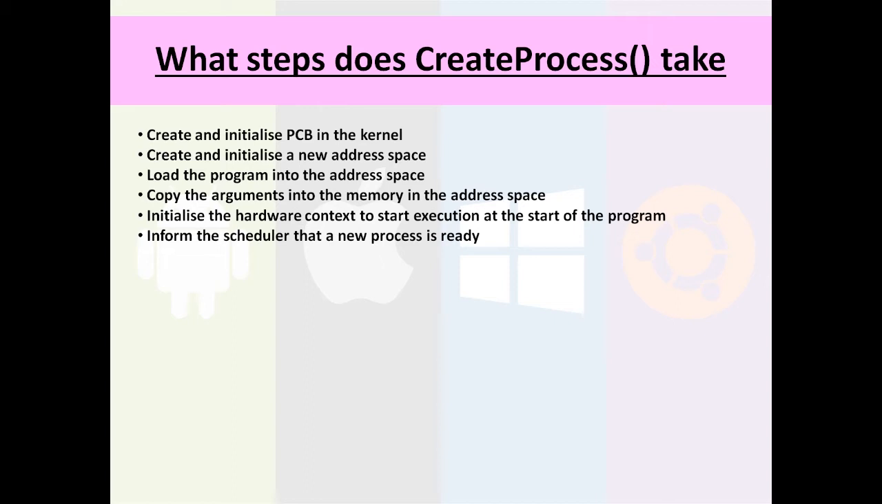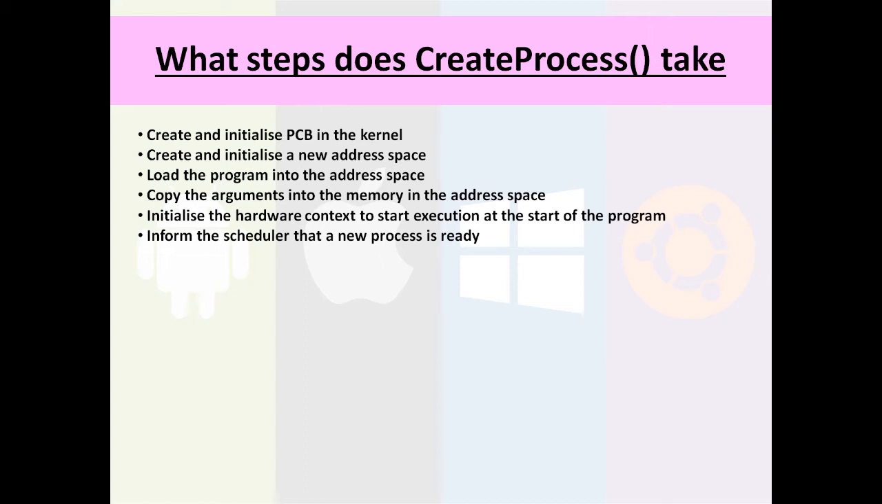So what do we mean here by hardware context to start execution? It's updating the program counter to point to the start of the program. Why? Because the program counter stores the instruction that is going to be processed next. So if you want to start a program at its start, you change the program counter so that it points to the start of the program. And lastly, it informs the scheduler that a new process is ready.